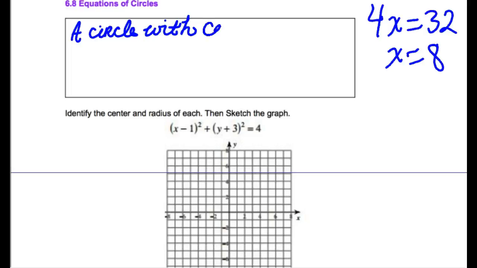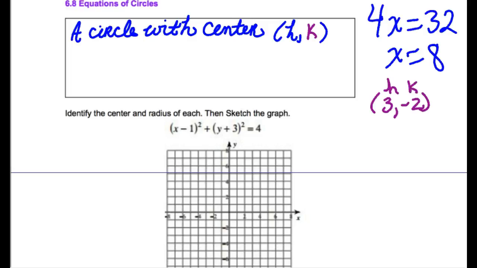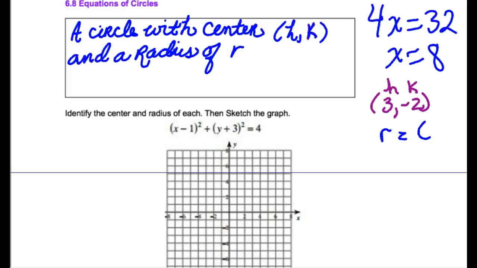A circle with center, and we're going to call the center H comma K. And let's go over here and put kind of a dummy problem over here. Let's suppose I had a circle at 3 comma negative 2, and that this would be considered the H. This would be considered the K. So a circle with center H comma K and a radius of R. Let's suppose I tell you the radius of your circle over here is 6.